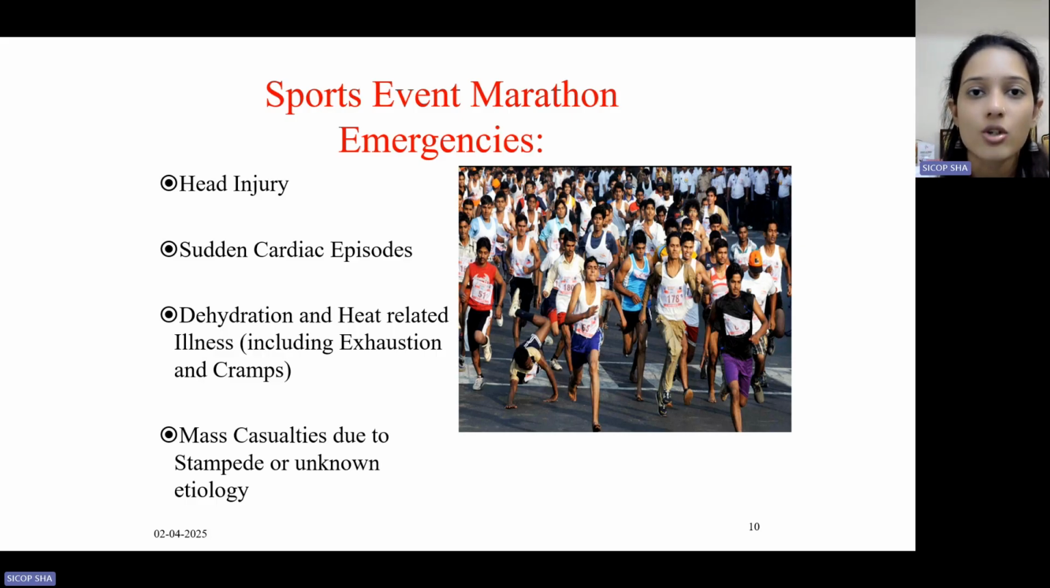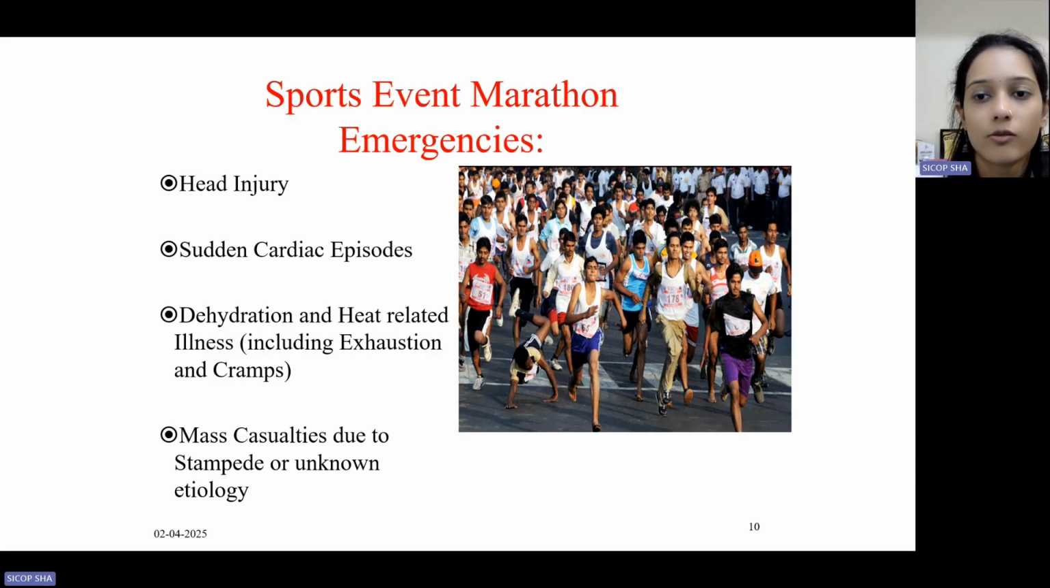So the patient or the athlete can come with headache, dizziness, confusion, nausea, blurring of vision, memory loss, or loss of consciousness also. So the first thing that we have to do is withdraw that runner, to stop the participant from continuing the race. Perform a quick neurological assessment, for example using simple tools, so calling his name and seeing his response.